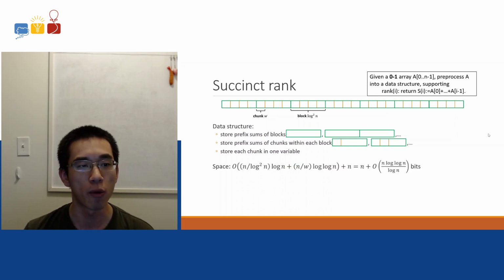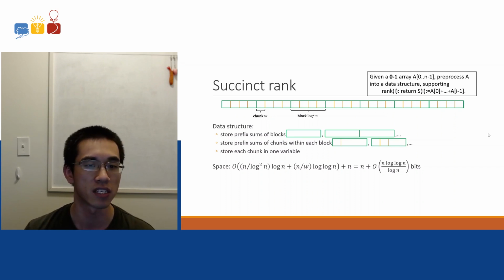Okay, now let's see how much space this data structure uses. For the first part of this data structure, we have n over log n squared different blocks, and each block takes log n bits to encode the prefix sum. And then we have in total n over w chunks. But now the point is, for each chunk, the number of ones within the block preceding this chunk takes only log log n bits to encode. So in total, for the second part of the data structure, it takes n over w times log log n bits. And finally, we need to store all the chunks in the data structure, which takes n bits exactly.